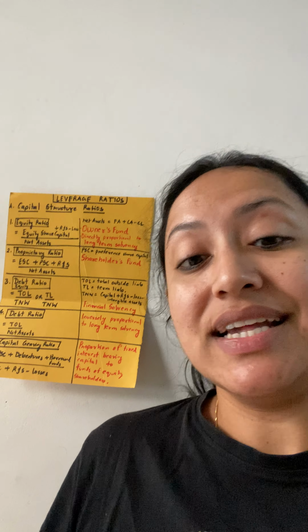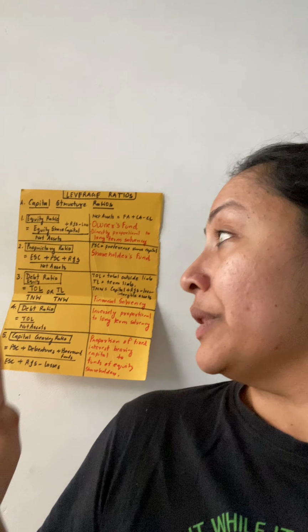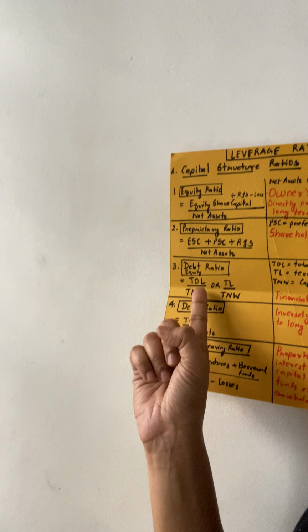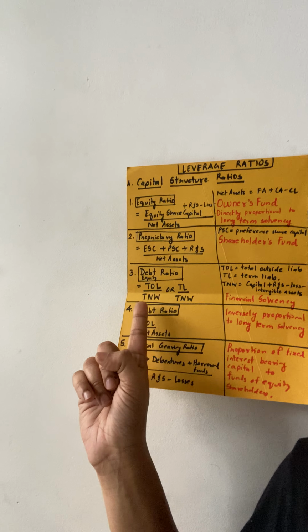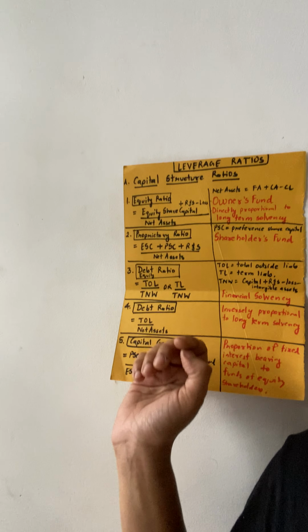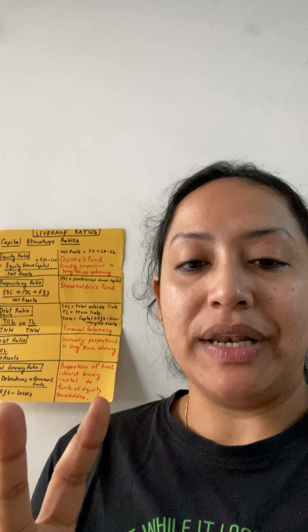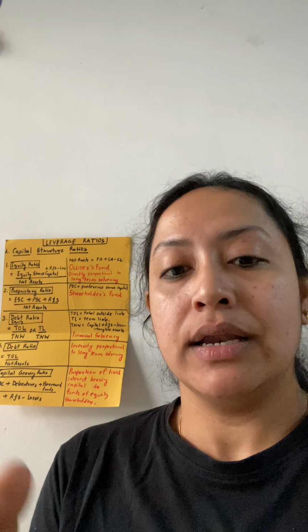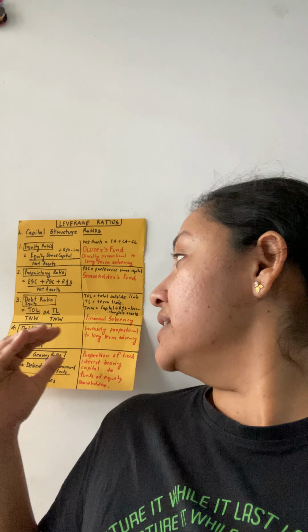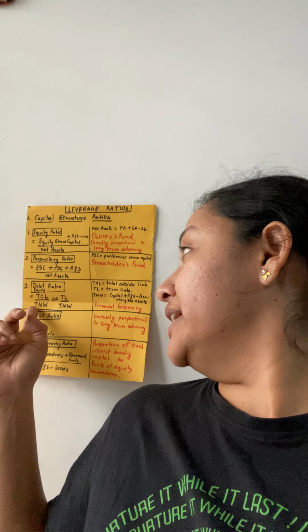The third one is the debt to equity ratio. So the debt to equity ratio is total outside liability divided by tangible net worth, or term liability divided by tangible net worth. So what is tangible net worth? Tangible net worth is your total capital, equity share capital, preference share capital plus reserves and surplus less loss. That is divided by, that is the denominator.